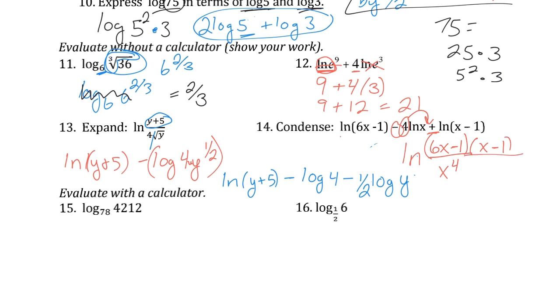And the last two say to evaluate with a calculator. So just put these in your calculator. Make sure you can do them. This one's 1.9156. And the next one, the last one, is negative 2.5850. Now on the review, I did not put a difference quotient, but you will probably have one of those. So make sure you can do that one as well.